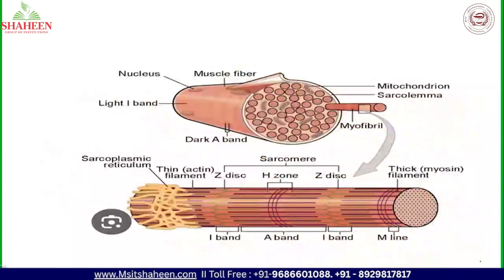Next, here you can see that this is the darker band. The green one is the lighter band. At the center you will get the H zone. The line seen at the center is the M line. This is the Z line or the Z disc, and the area seen between two Z discs is the sarcomere.